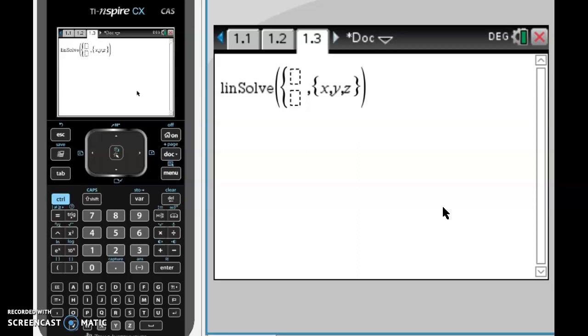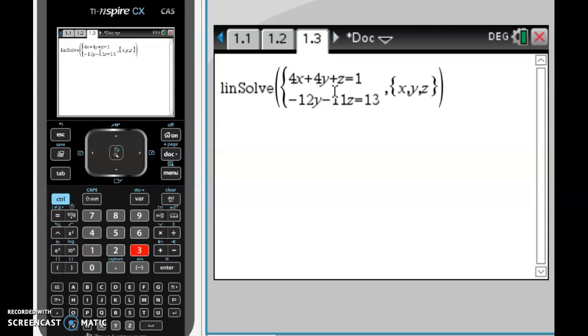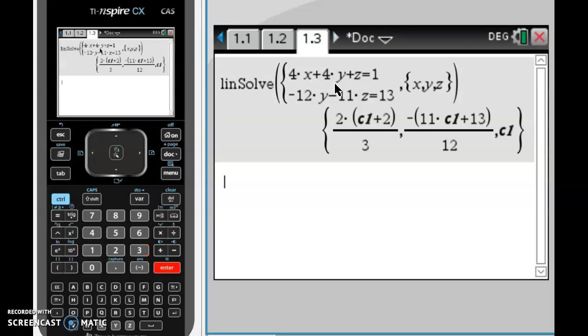I'm getting this from the augmented matrix. 4x plus, sorry, keyboard is not in the right language. So 4x plus 4y plus z is equal to 1 is the first one of the equations, and the second one is negative 12y negative 11z is equal to 13. And that's the system I want the calculator to solve for me. And here is the solution.